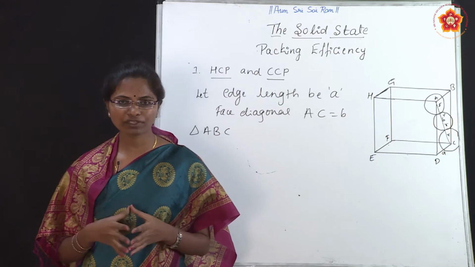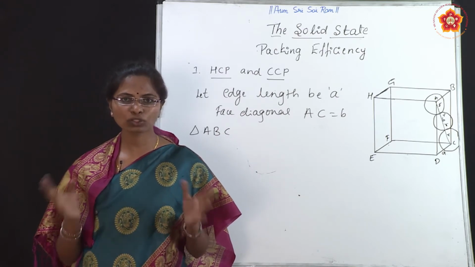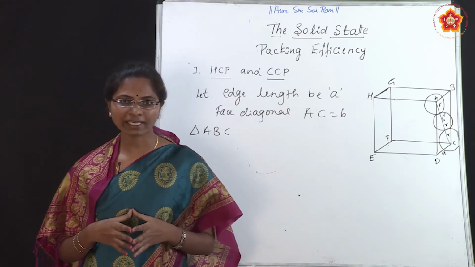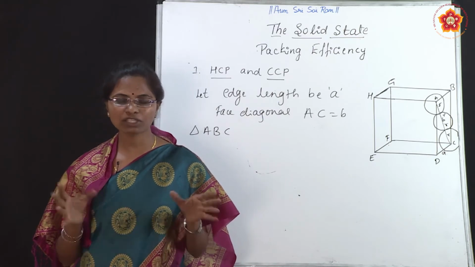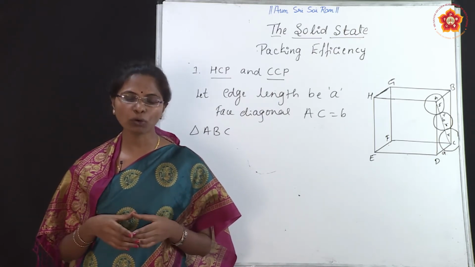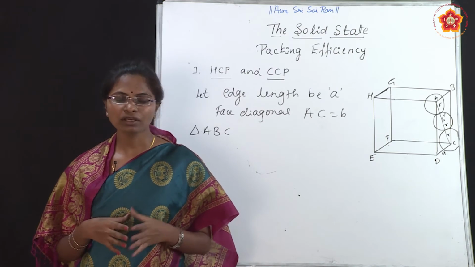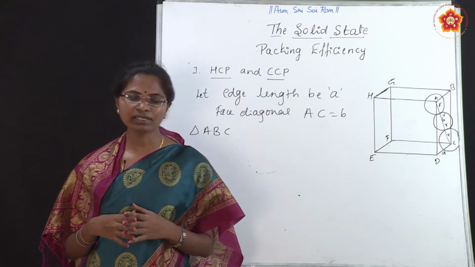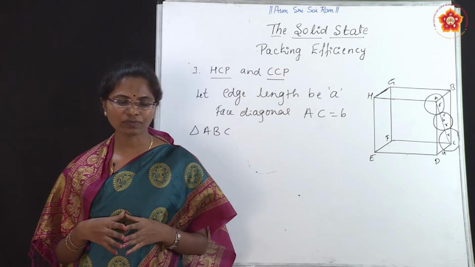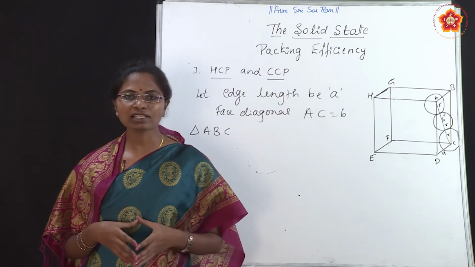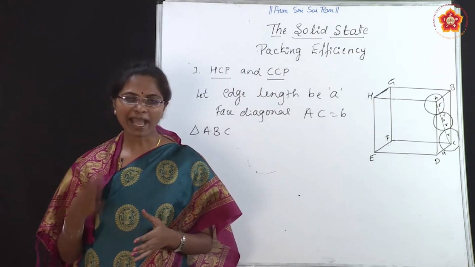So, there are two different voids we have studied. In square closed packing and hexagonal closed packing, the space which is present inside both is called the voids. In that, we studied tetrahedral voids and octahedral voids, and in this class we are going to study packing efficiency.